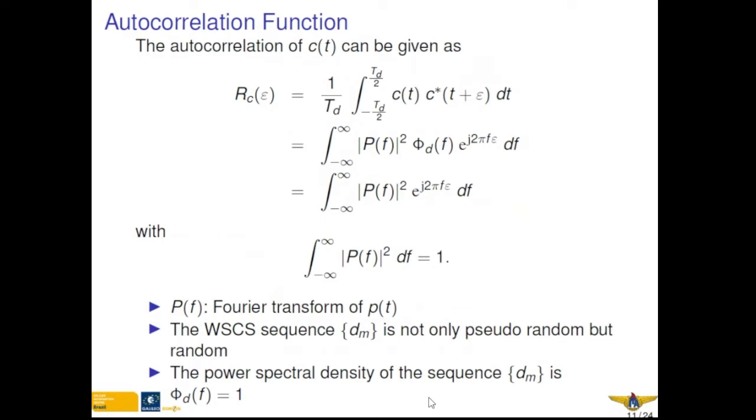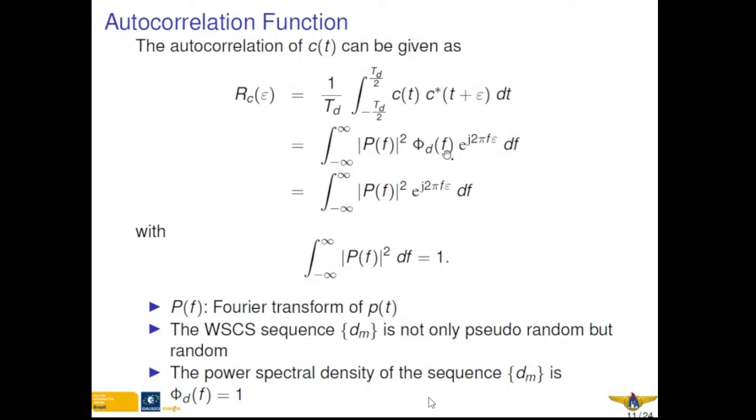So the autocorrelation function of the sequence is called R_c of epsilon, and this is the integral of 1 over T_D, from minus T_D half to T_D half, c conjugate of t minus epsilon. We can use Parseval's theorem to translate this into the frequency domain. Then we have the power spectral density of the chip pulse shape times the power spectral density of the sequence, that's phi of f. And then we have an exponential function of j2 pi f epsilon, and the integral is with respect to the frequency.